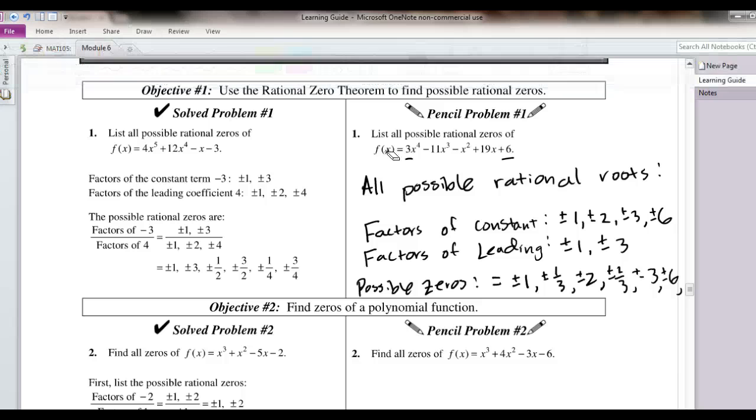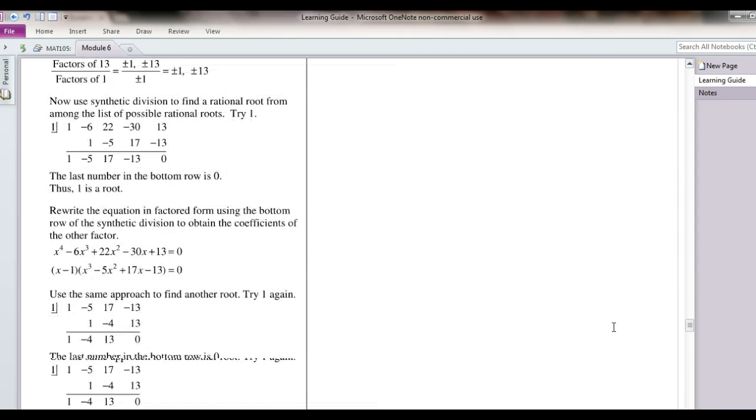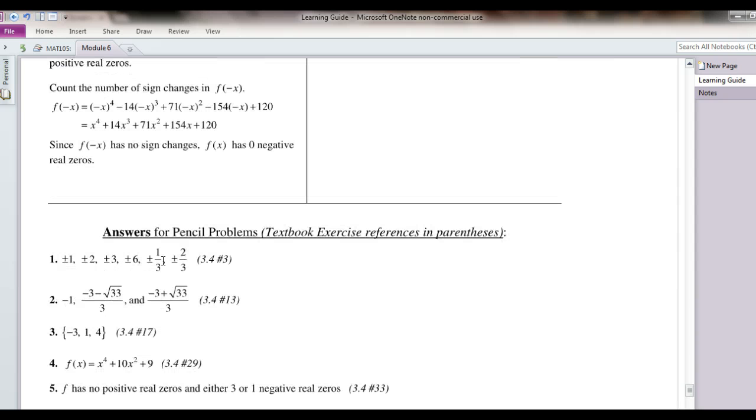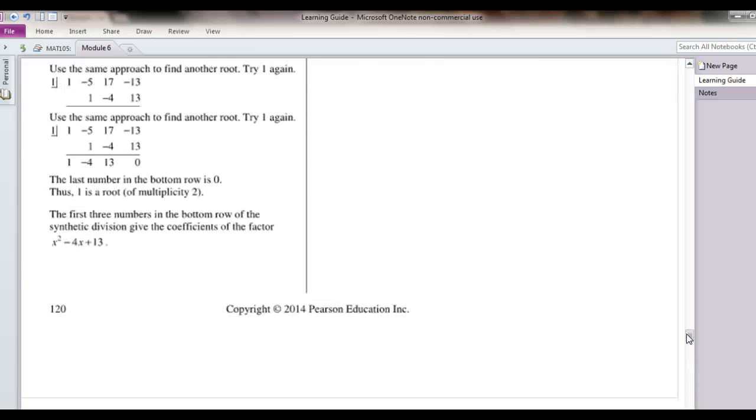So you basically go through and look at all the possible factors of the constant term, all the possible factors of the leading term, and then you take the zeros by putting all the possibilities where the constant's on top and the leading is on the bottom. So if you put them in order, it would go 1/3, 2/3, 1, 2, 3, and 6. So again, let's just check to make sure we did that right. Yeah, so 1/3, 2/3, 1, 2, 3, and 6. So yeah, we got it.